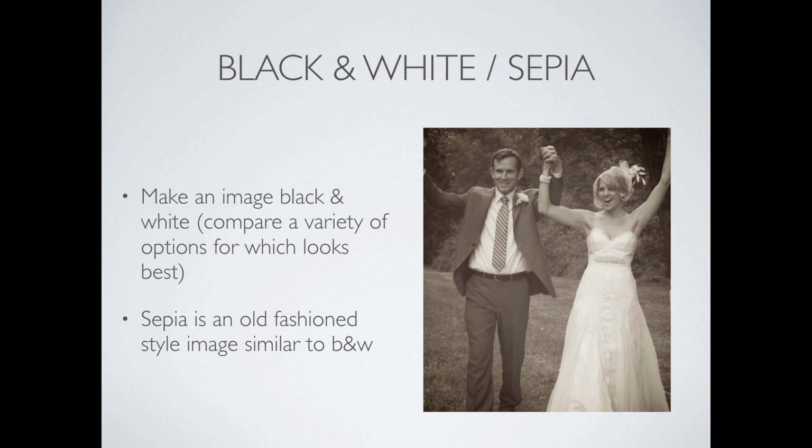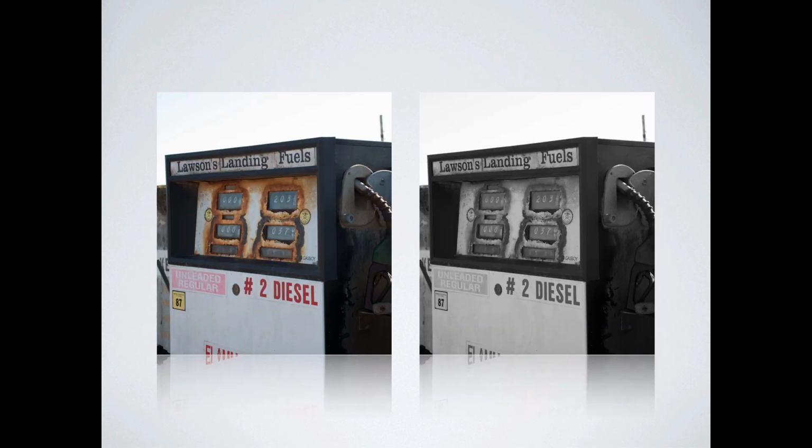Black and white, or sepia. Sepia is essentially brown and white instead of black and white. We'll talk about making an image in black and white. Sometimes making an image in black and white is fantastic. Sometimes it's not the right move, and we have to experiment with that. I want to show you the right way to convert an image to black and white, because there's the wrong way. And I'll show you that today as we go forward.